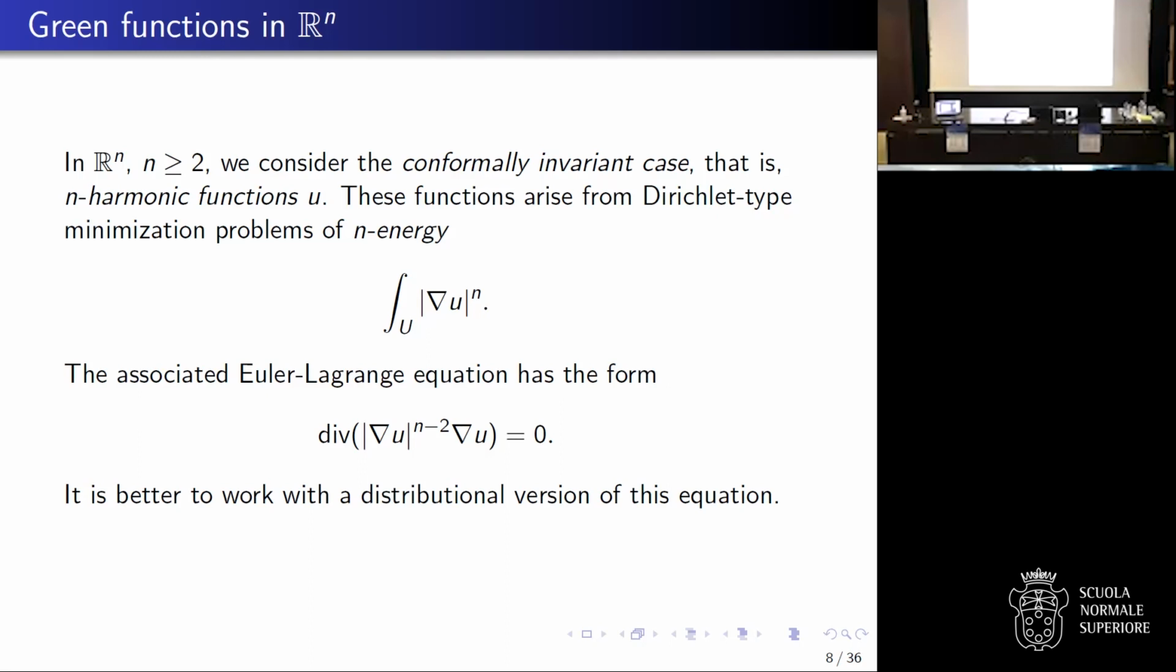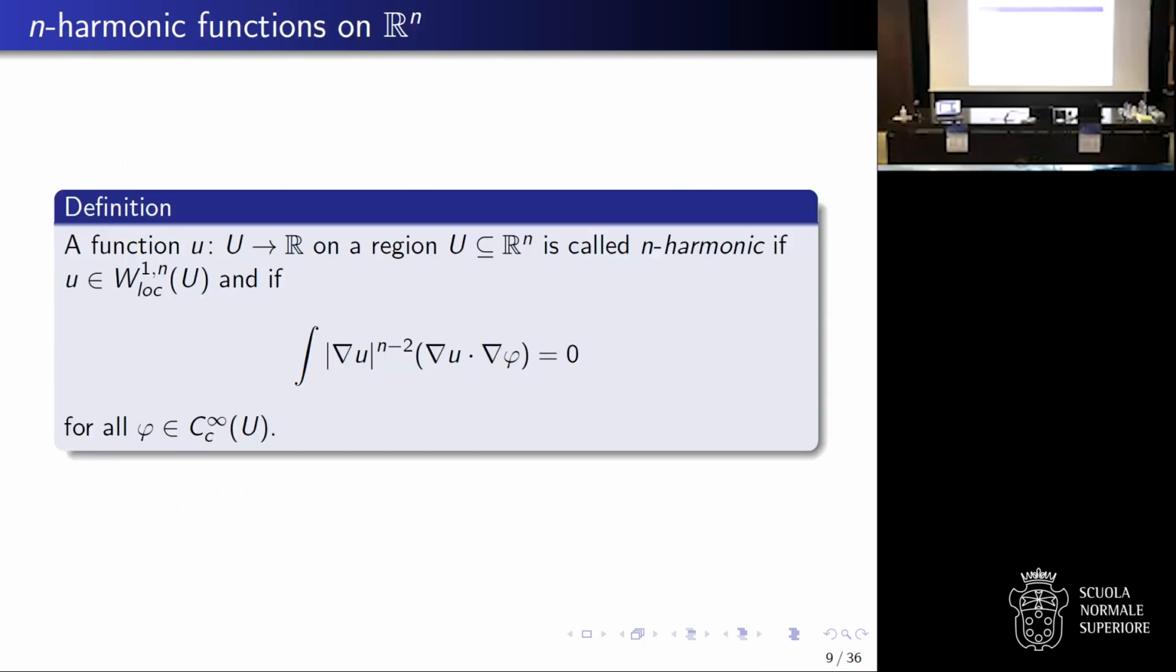This is called the n-Laplace equation, and these are the kind of harmonic functions that I want to consider. So I want to consider n-harmonic functions. And, again, in a moment, we want to move to a metric measure theoretic setting. So it's good to rewrite this second order type equation in a distributional form, and then it looks like this. So let me take this as a definition of an n-harmonic function in R^n.